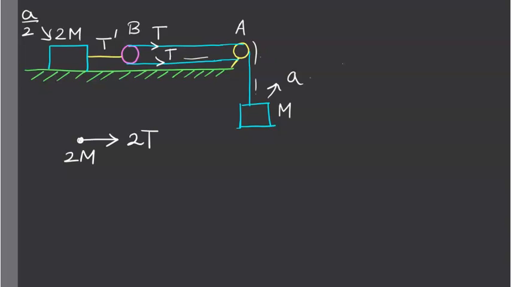So now this 2T is equal to 2m into acceleration. What is acceleration? A by 2. This is the first equation. Now the second equation will be for mass m.